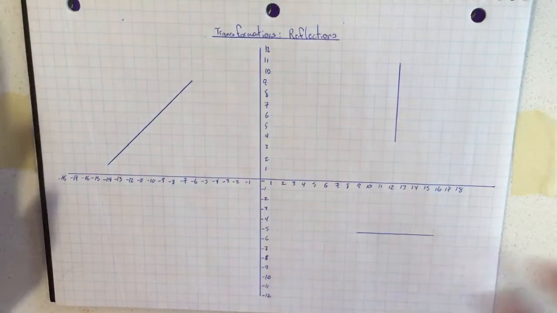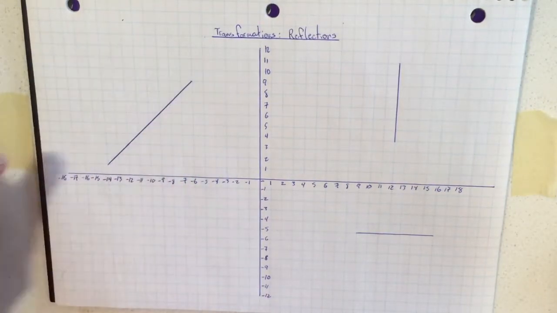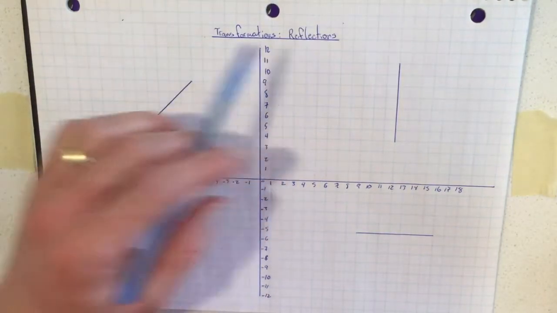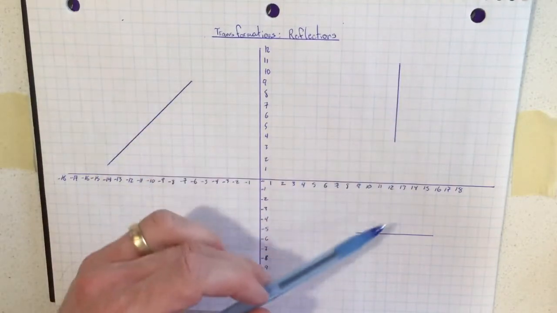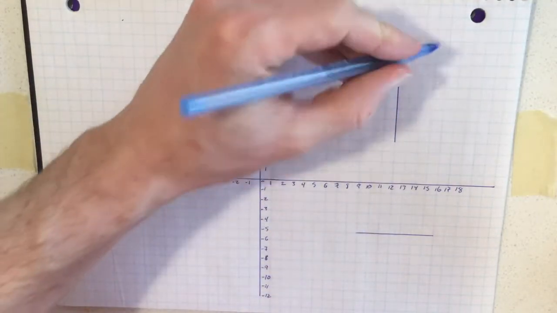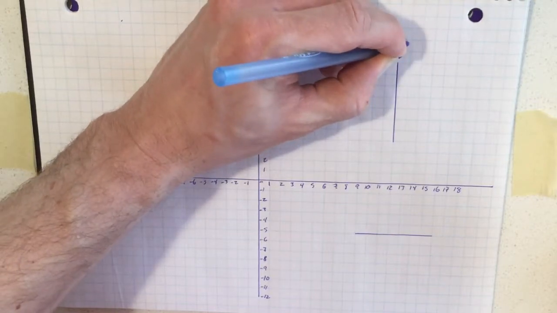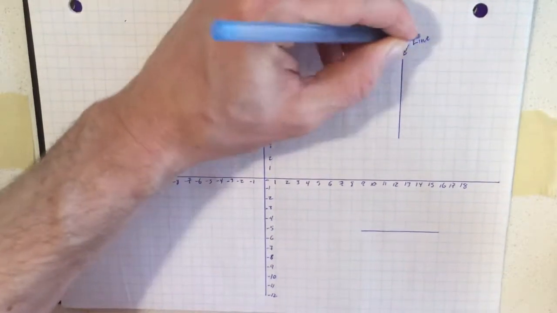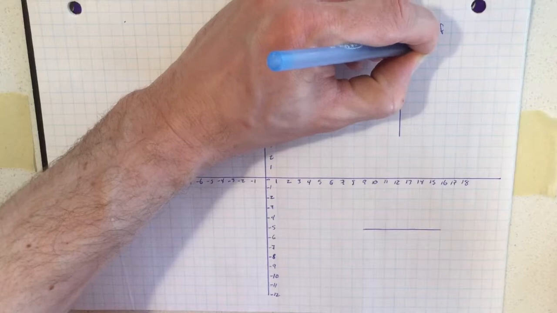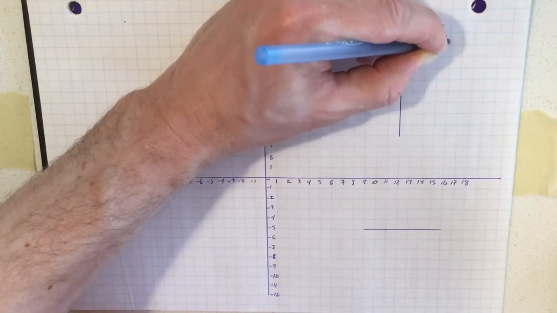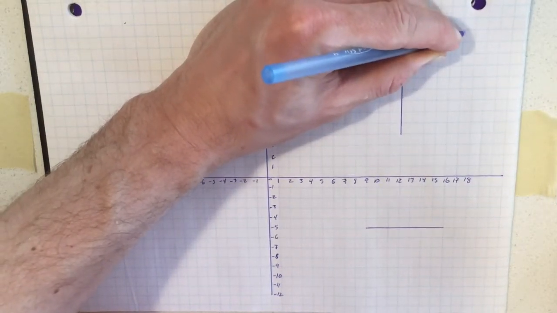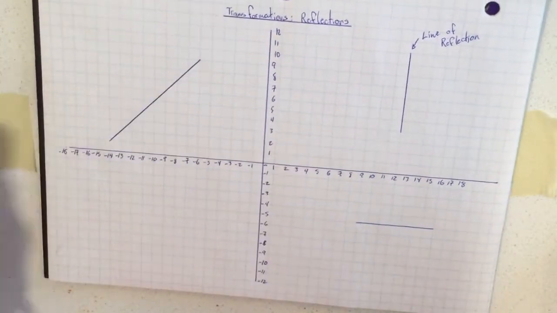Hello. In today's video, we're going to be taking a look at the third and final type of transformations, reflections. We have three different lines here, and these lines represent our line of reflection, or LOR. You can think of this like a mirror.